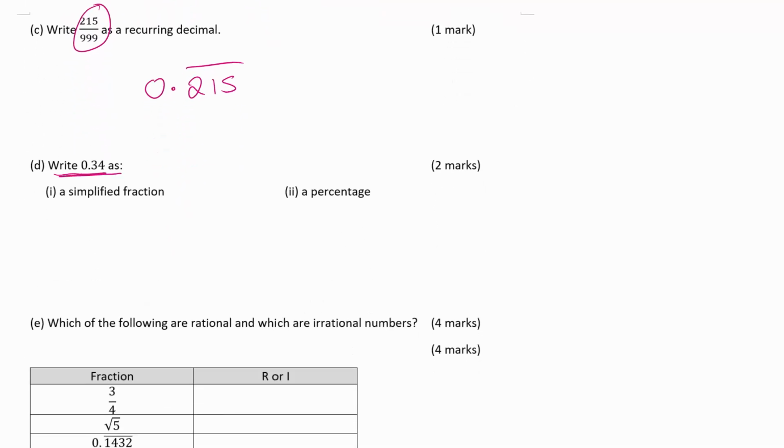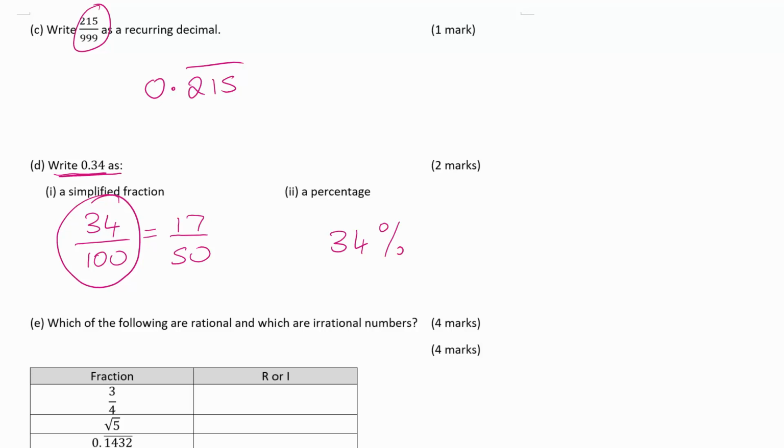Write 0.34 as a simplified fraction. Now this one's not recurring, so that 34 is over 100. And that gives us 17 over 50. As a percentage, we can see from here, because percentage means out of 100, that that's 34%.